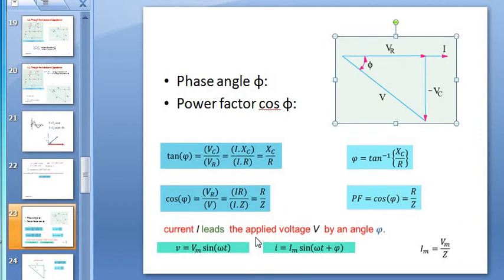So at the last, the current is leading the applied voltage by angle phi in case of RC series circuit, whereas the voltage is equal to Vm sin omega t and the current is equal to Im sin omega t plus phi. Plus is indicating the leading current. Leading to what? Leading to voltage.